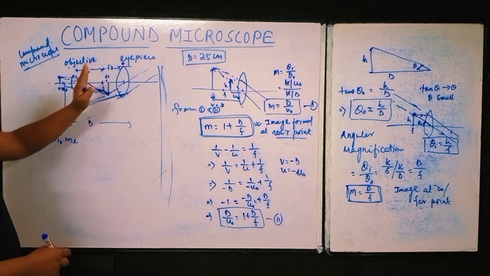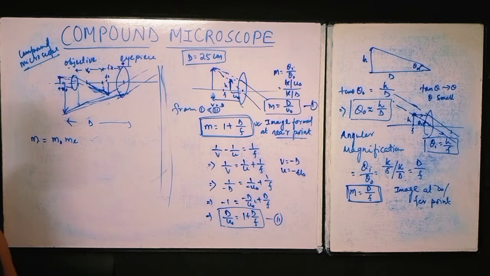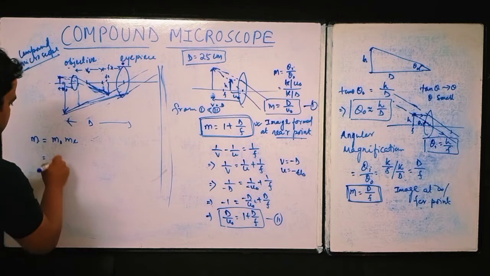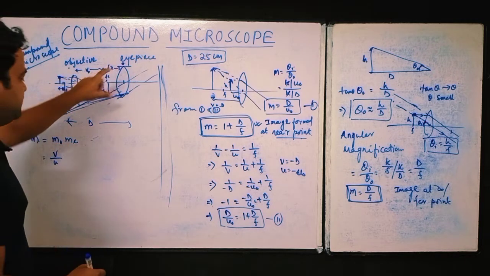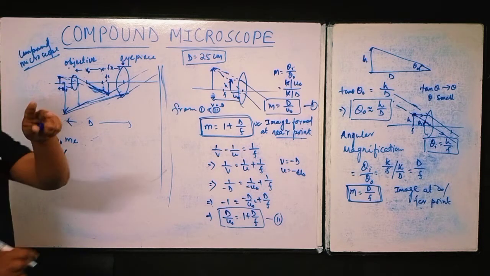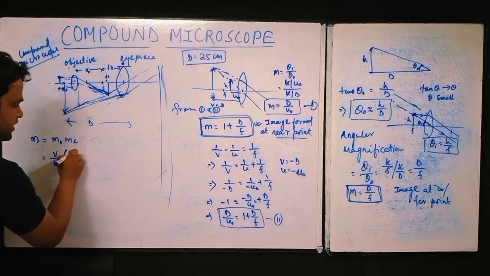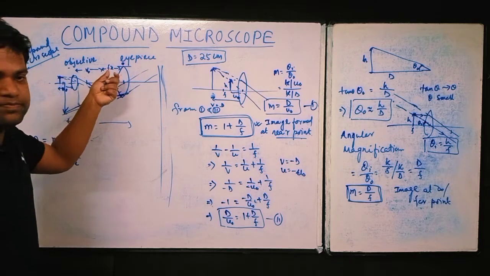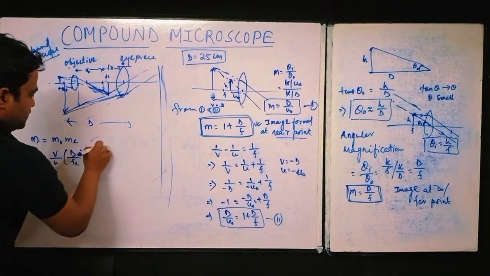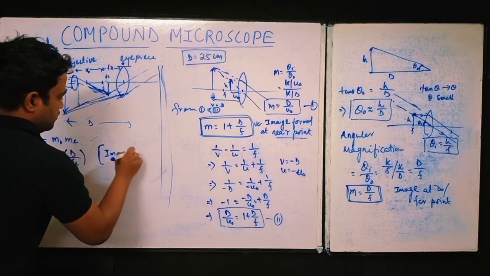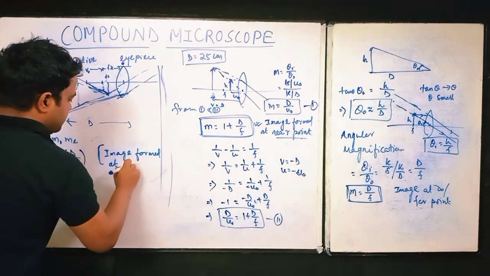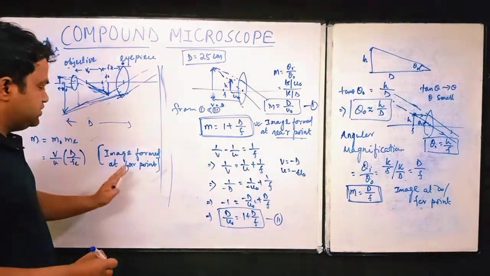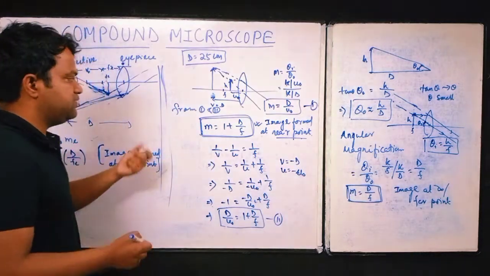Here the magnification by the objective, for a convex lens, is V by U. The magnification of the eyepiece will have two cases. One case, if the image is formed at infinity, then it will be simply M equal to D by FE, where FE represents the focal length of the eyepiece. This is for the final image formed at far point, very important. This is also called normal adjustment, or image formed at infinity. All these terms are used in numericals, so be careful in competitive exams.